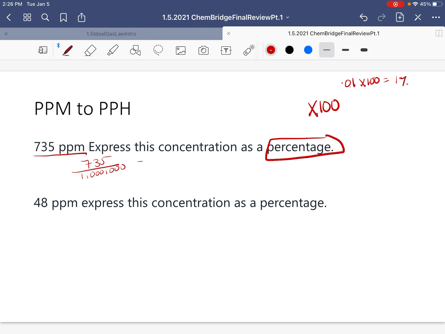So this is the exact same thing we'll do here. Again, I have a decimal that I will get here. So 735.